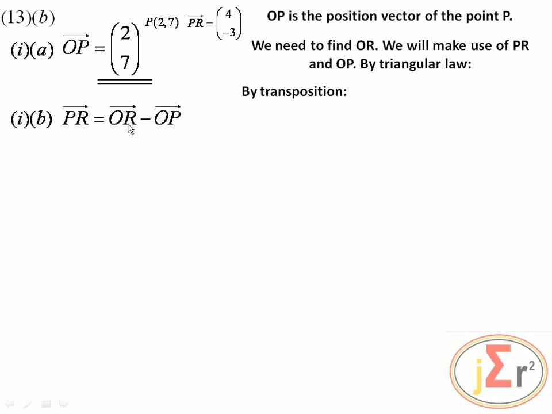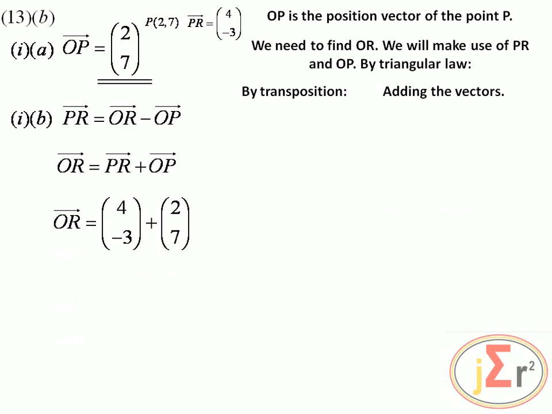So OR will be made the subject of the formula by transposing this to the left-hand side. By so doing, we will have this being a positive. So we have OR is equal to PR plus OP. And we add those two vectors and the result is 6, 4. So we have OR is 6, 4. Use the triangular law and transpose.